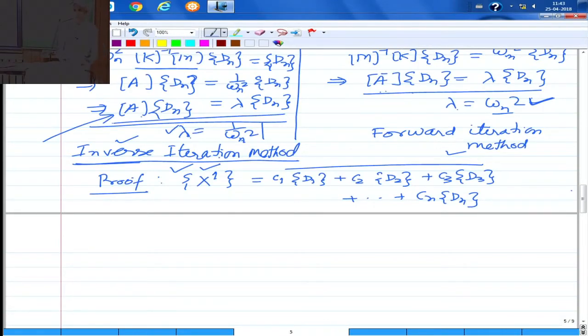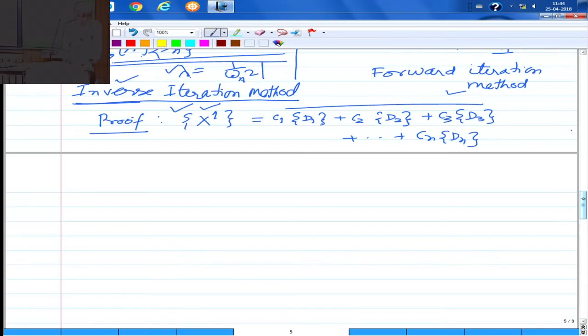Maybe, as I said, all the elements are unity: 1 1 1 1 1, the whole vector of ones is taken. But what I am saying is that whatever we assume can be expressed as a linear combination of the first mode, second mode, third mode, all the modes of the discretization, up to the nth mode. Now let us see what would happen if I multiply this whole thing by A, whether it is inverse iteration or forward iteration. I am just calling the matrix A.